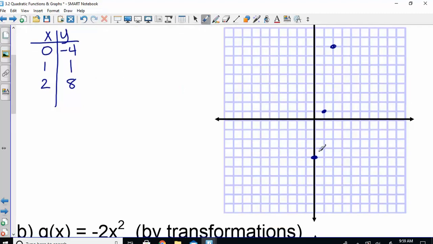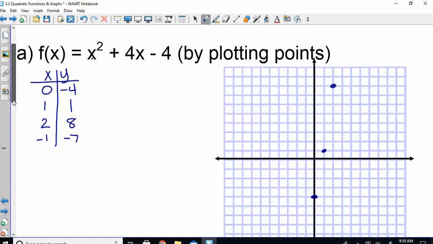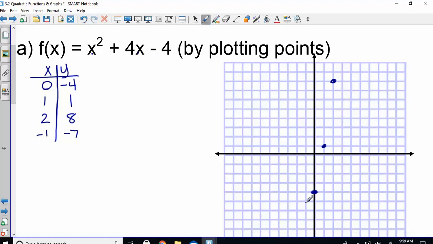Do you think I should plug in something bigger than 2, or should I go the other direction? Probably the other direction. Let's try negative 1. So negative 1 squared is 1, minus 4 minus 4 would be negative 7. Is that enough to know what it looks like yet? No. When will I know? Yeah, when it changes direction. When I get that vertex and it starts repeating when it's already done. Okay, let's just keep trying then.